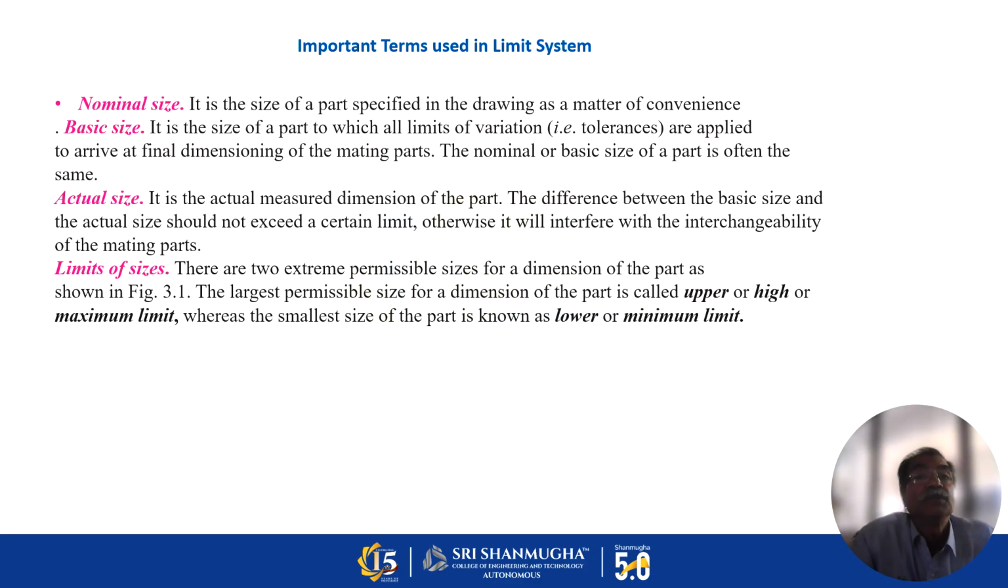The important terms used in the limit system. Normal size. It is the size of the part specified in the drawing as a matter of convenience. Basic size. It is the size of the part to which all the limits of variation are applied to arrive at the final dimensions of the mating parts. The normal size and basic size of a part are normally the same.